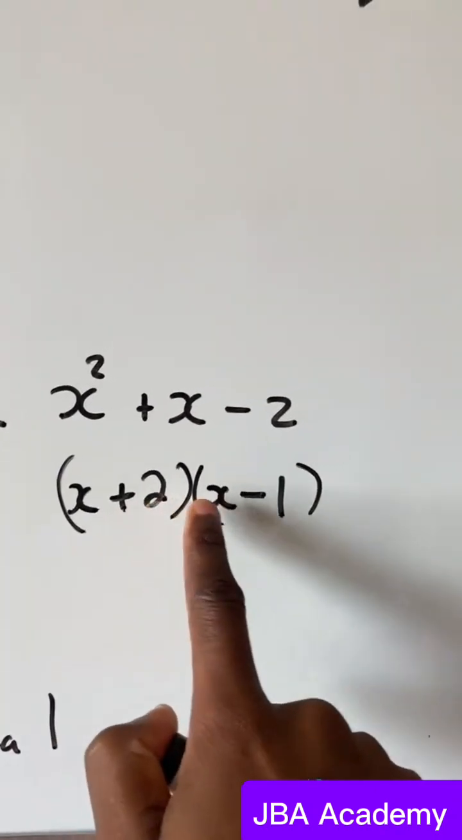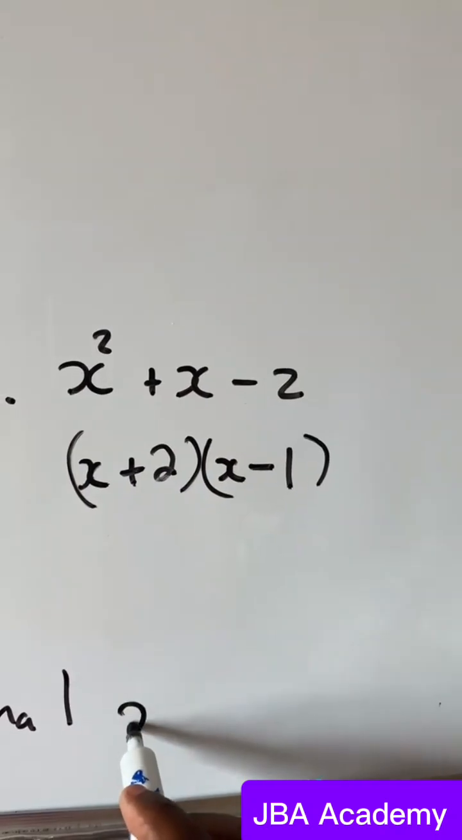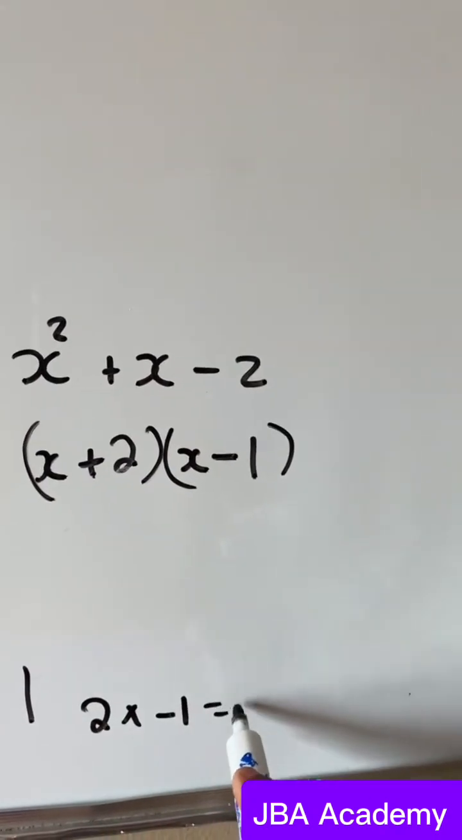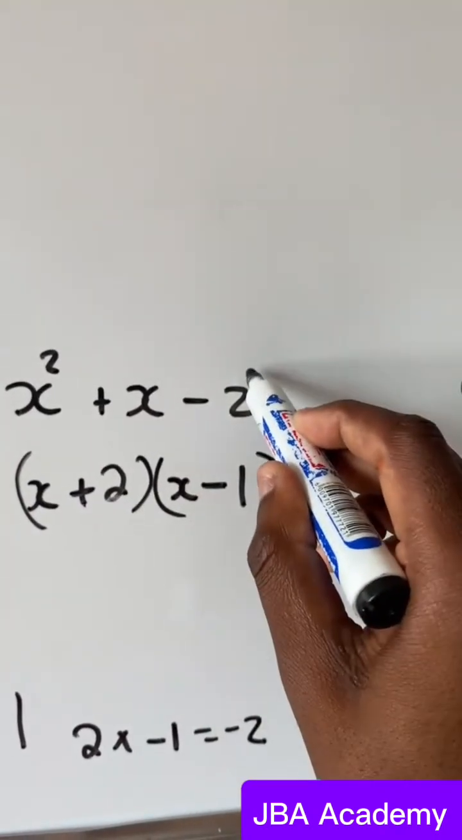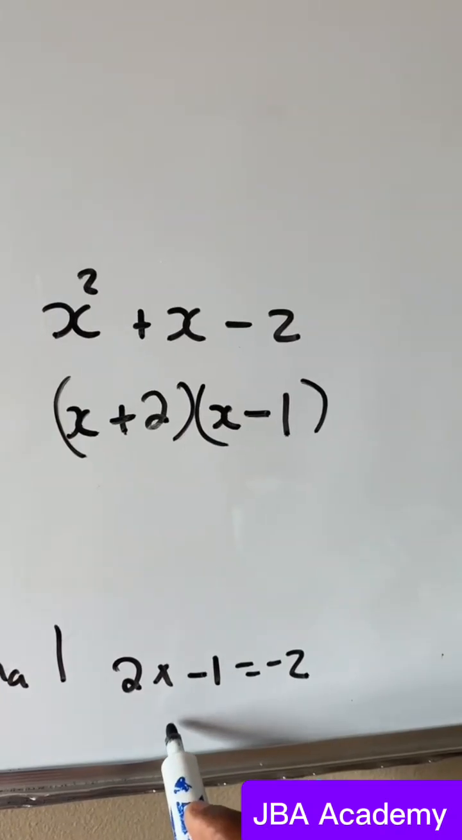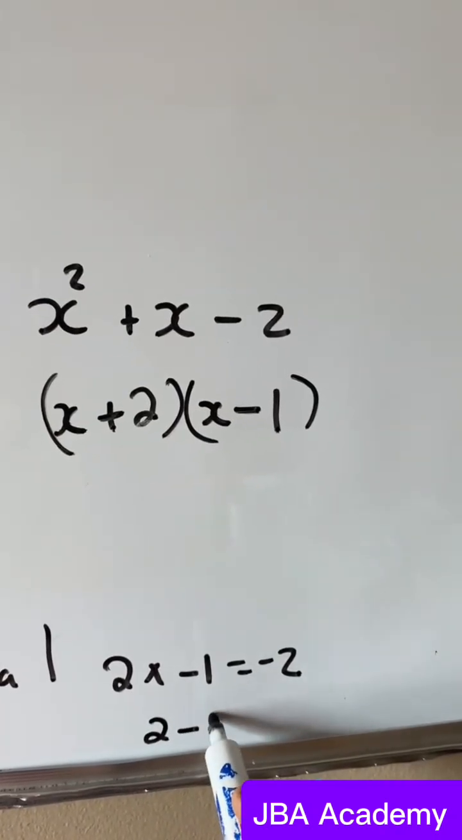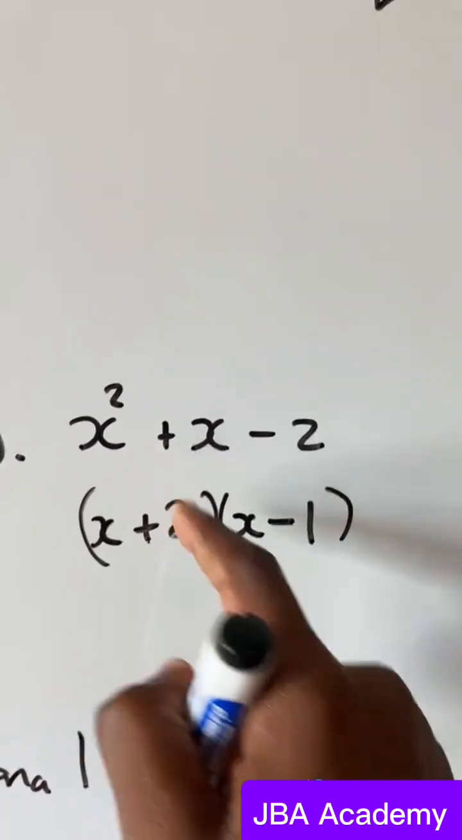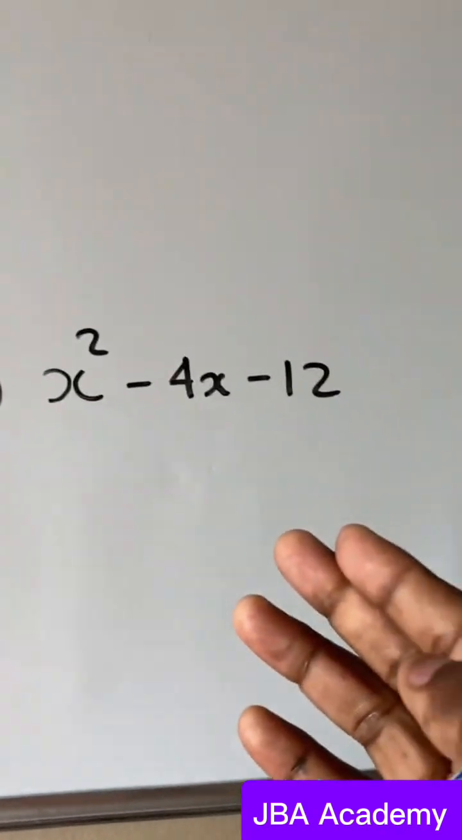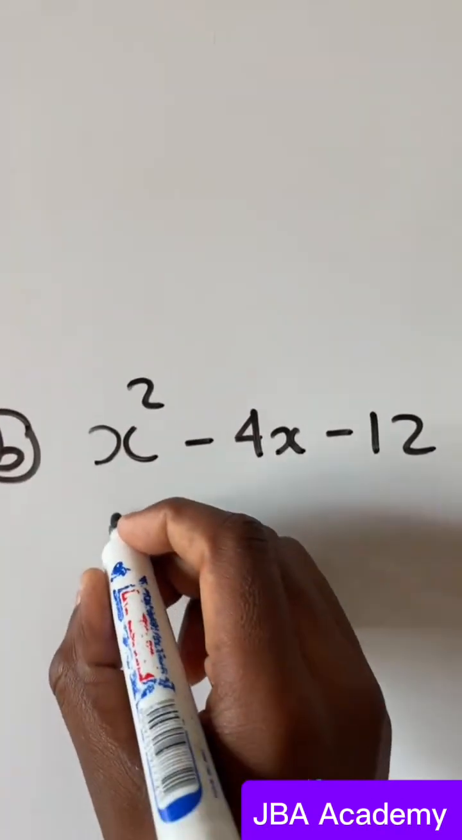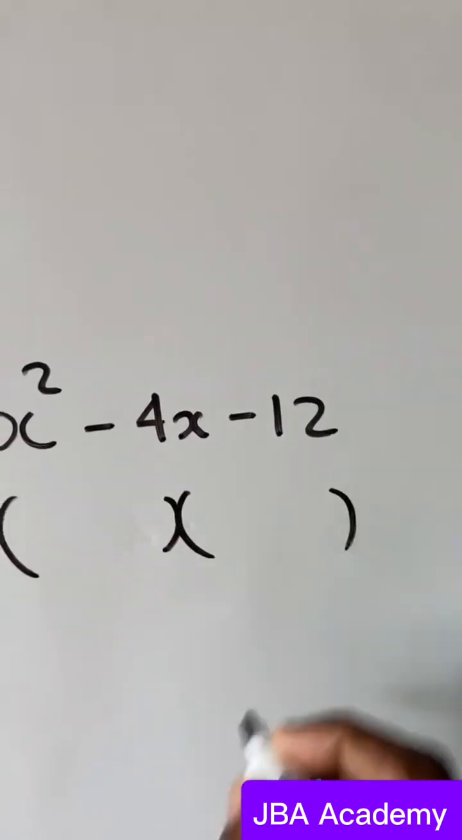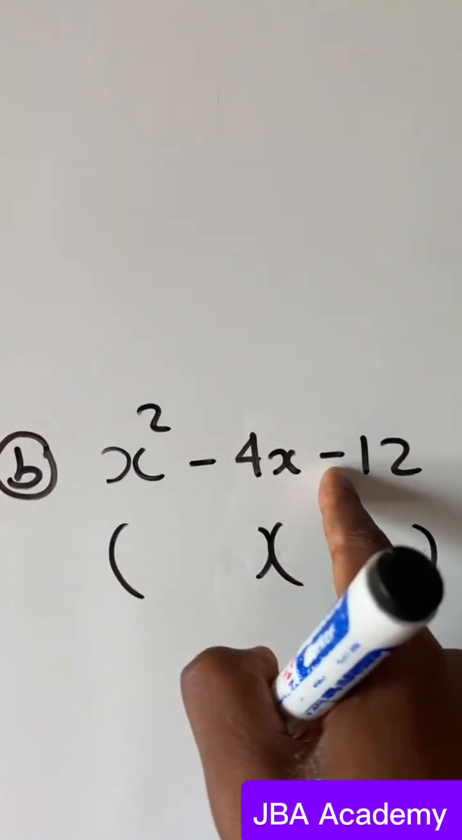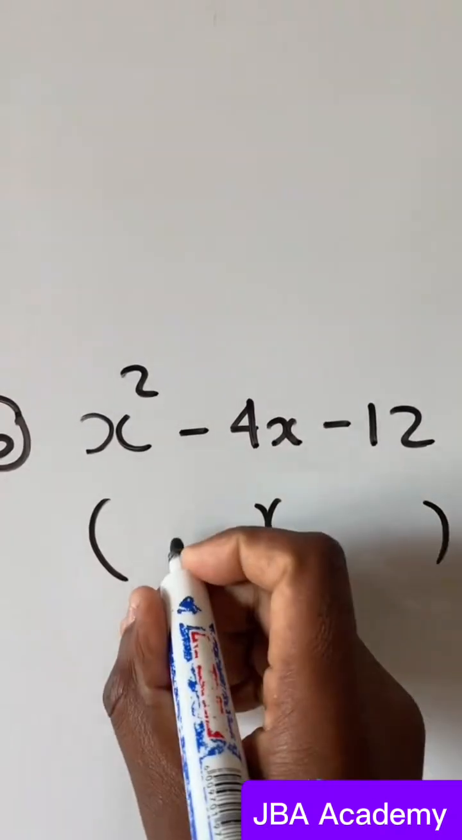Because 2 multiplied by negative 1 is equal to negative 2, which is our last term. And then if you say 2 minus 1, what do you get? You get 1, which is that one there. So that's how you do it. So let's try it here. So here we're going to have what? Two brackets. When you factorize it, the last term is negative. The signs in the brackets will not be the same.